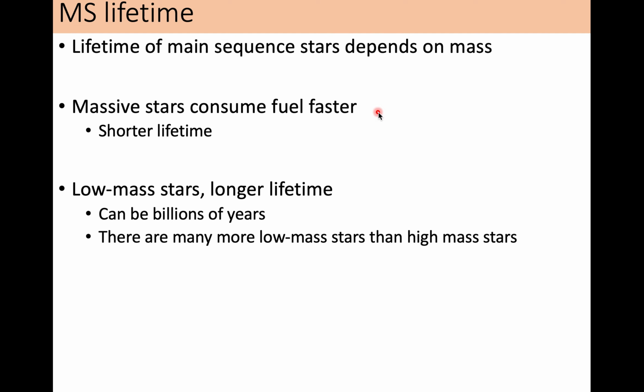Remember that the lifetime on the main sequence, we know it's going to be about 90% of the star's life, but how long that will be depends on the mass of the star. So a very massive star is going to consume fuel much faster, meaning it will have a shorter lifetime. A low mass star is not going to use up the fuel, and by fuel I mean the hydrogen in the core, as quickly. So a low mass main sequence star is going to have a much longer lifetime than a very large, massive main sequence star.